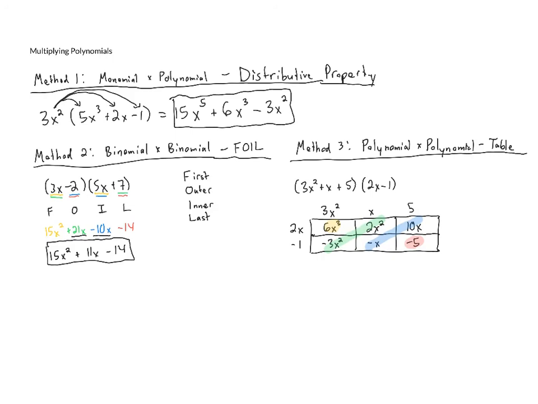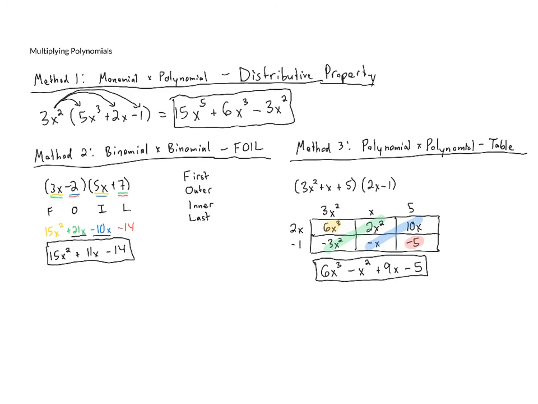It's really nice. So if we look at the x cubed terms, we just have 6x cubed. If we look at the x squared terms, -3x squared plus 2x squared gives us a -x squared. If we look at the x terms, 10x minus x is 9x. And then we just have that one constant term that we bring down, and we end up with 6x cubed minus x squared plus 9x minus 5, which is our final answer.